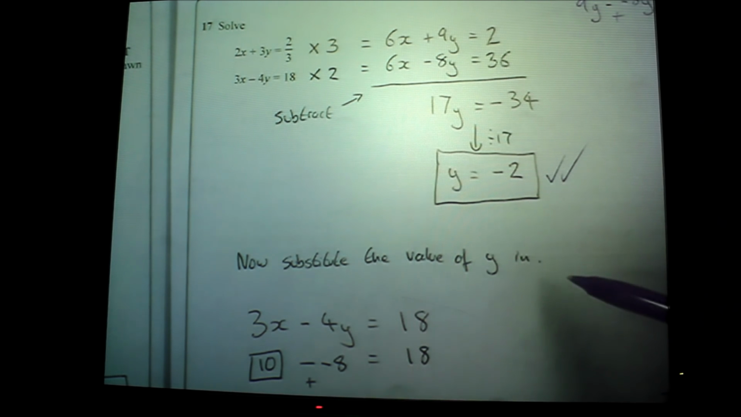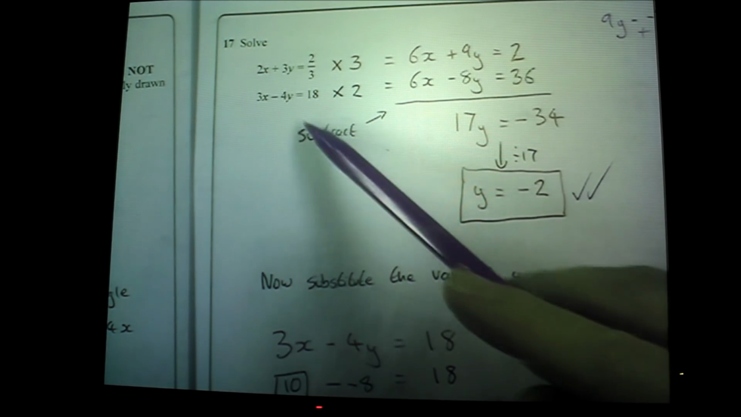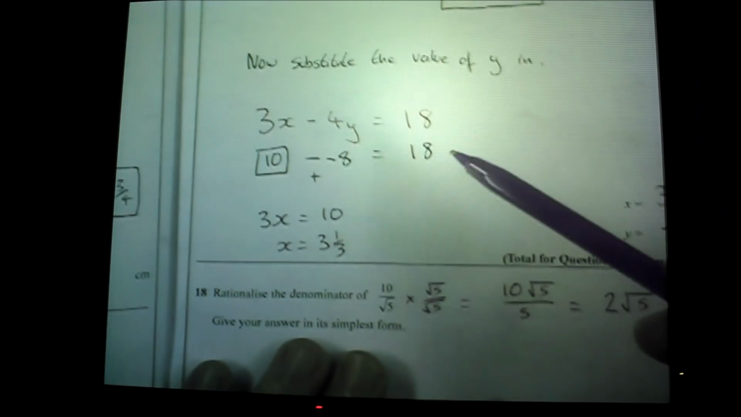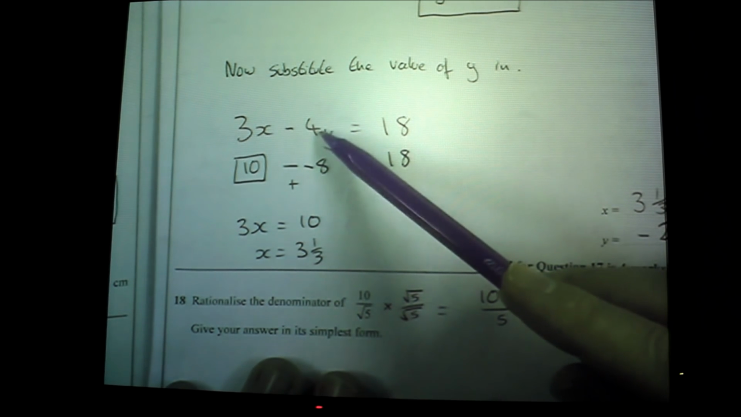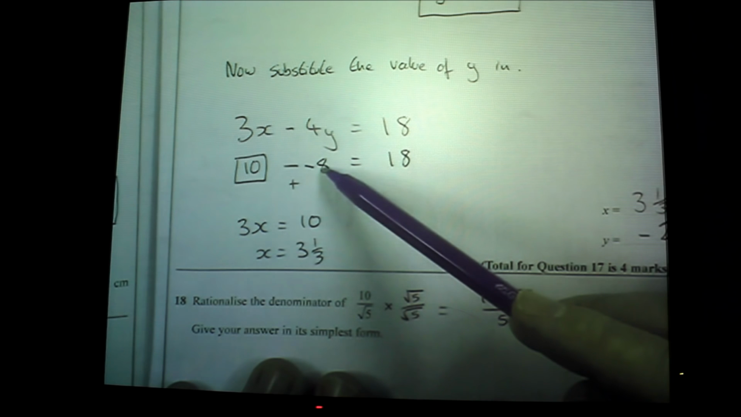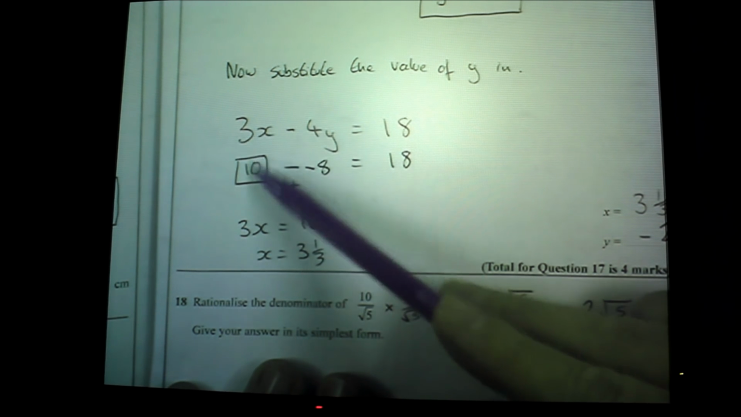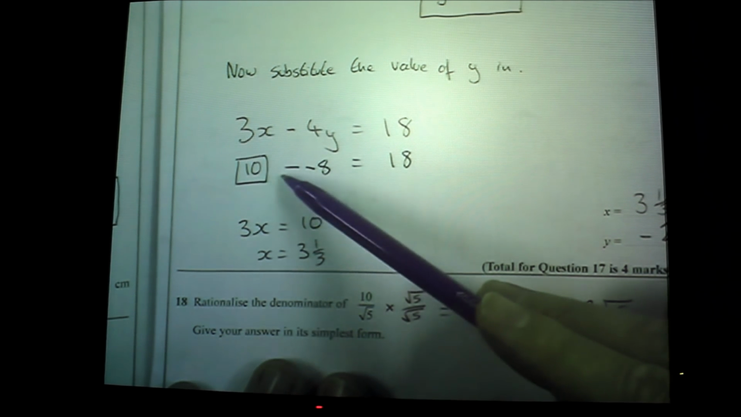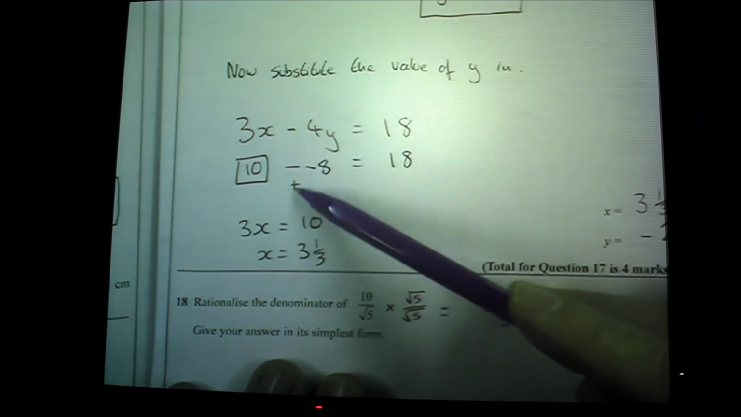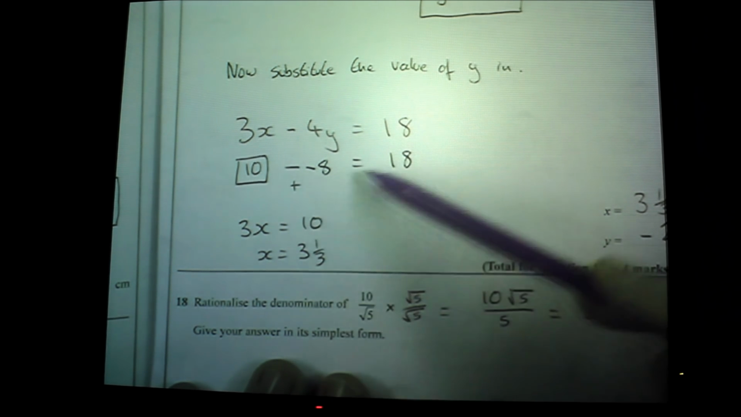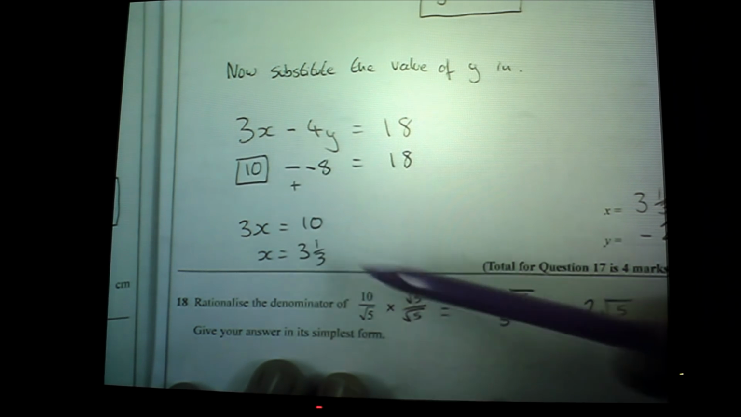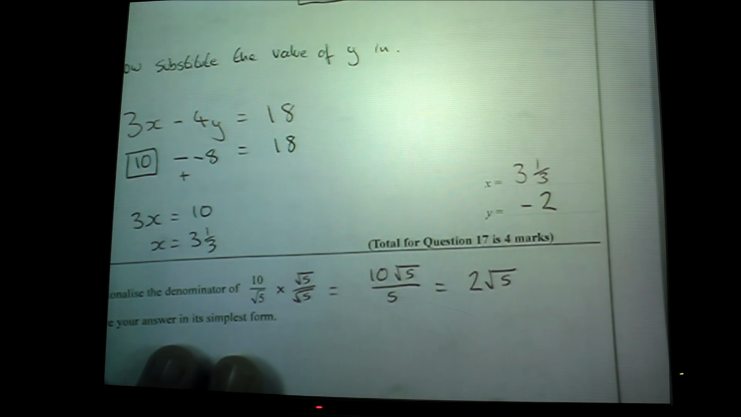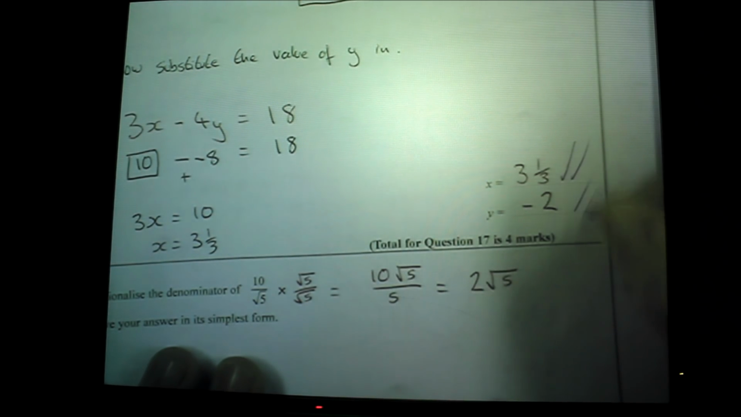Now substitute the value of y back in. So I've just chosen 3x take 4y is 18, because it looked quite nice and small. y is minus 2, so that's going to be 4 times minus 2 is minus 8. So I've got something in the box, I don't know it's 10 yet. Take away minus 8 is 18. So those two become an add. So what add 8 is 18? Well, it's 10, isn't it? So 3x is 10, so x is 3 1/3. There you go. 2 marks for that, 2 marks for that.